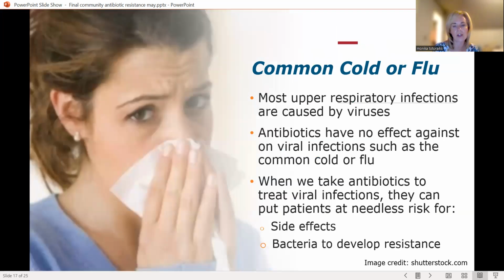Now, most of these upper respiratory infections are caused by viruses. Antibiotics have no effect against viral infections, such as the common cold or flu. Antibiotics do not work against viruses. They only target bacteria. So when we take antibiotics when we don't need them, we actually put ourselves at risk for some unneeded side effects. Antibiotics can cause diarrhea, nausea, vomiting, and our biggest concern is promoting bacterial resistance.